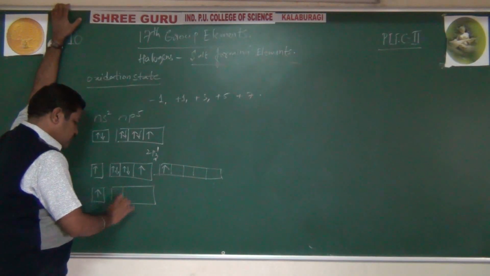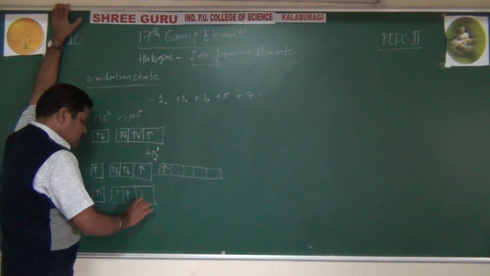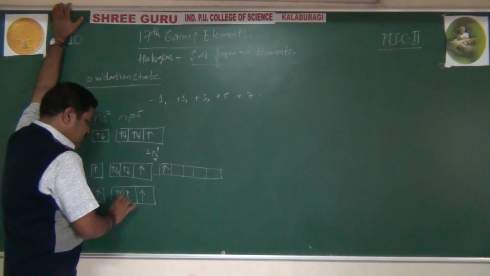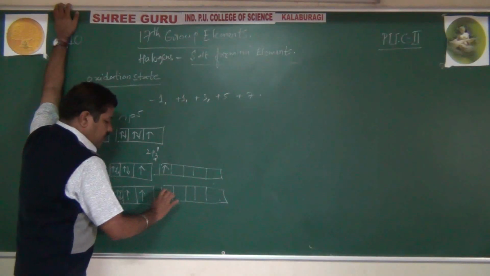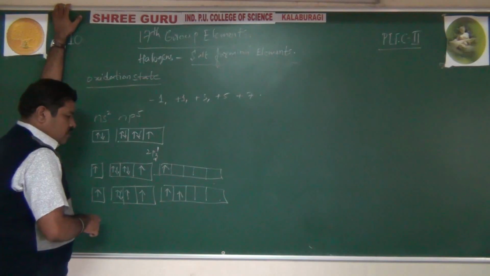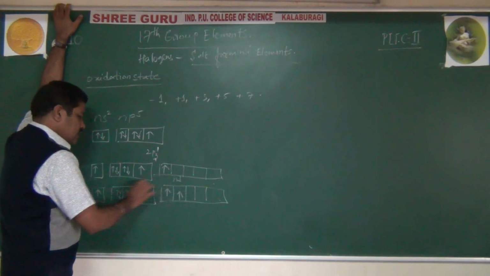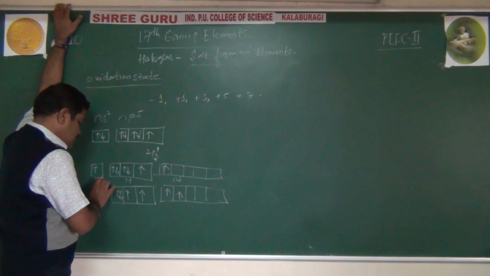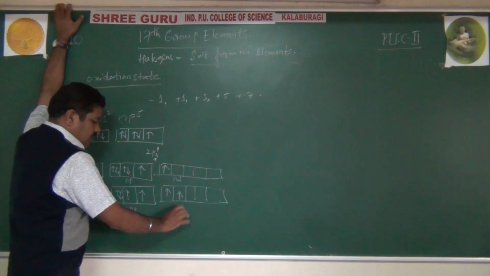Next, these electrons also jump to higher energy levels. After ns, np, comes nd. So ns, np, nd. Right?